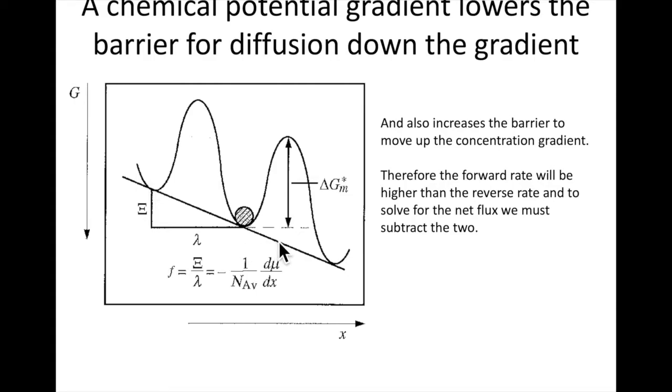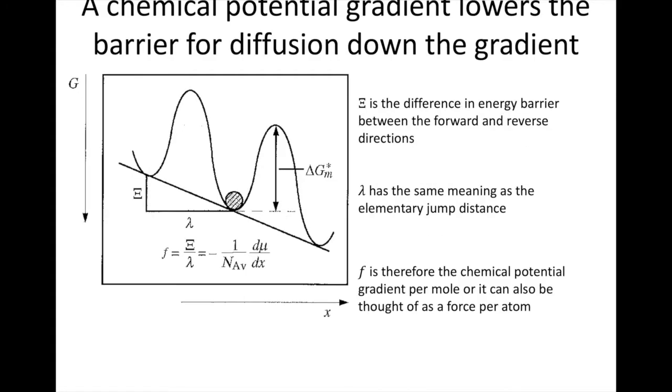And so we're going to look at the jump rates in those two directions, because now with a concentration gradient, it's different. Without a concentration gradient, those values would have been the same. Okay, so just to clarify a couple terms before we move on. So this term right here is the difference in energy barrier between those two directions.